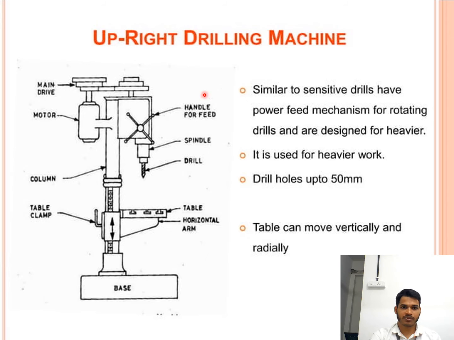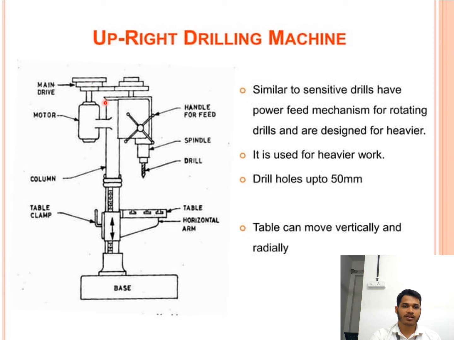In the upright drilling machine, there are various parts. Similar to the sensitive drill, it has a power feed mechanism for rotating the drill and is designed for heavier work. It can drill holes up to 50 mm, and the table can move vertically and radially.